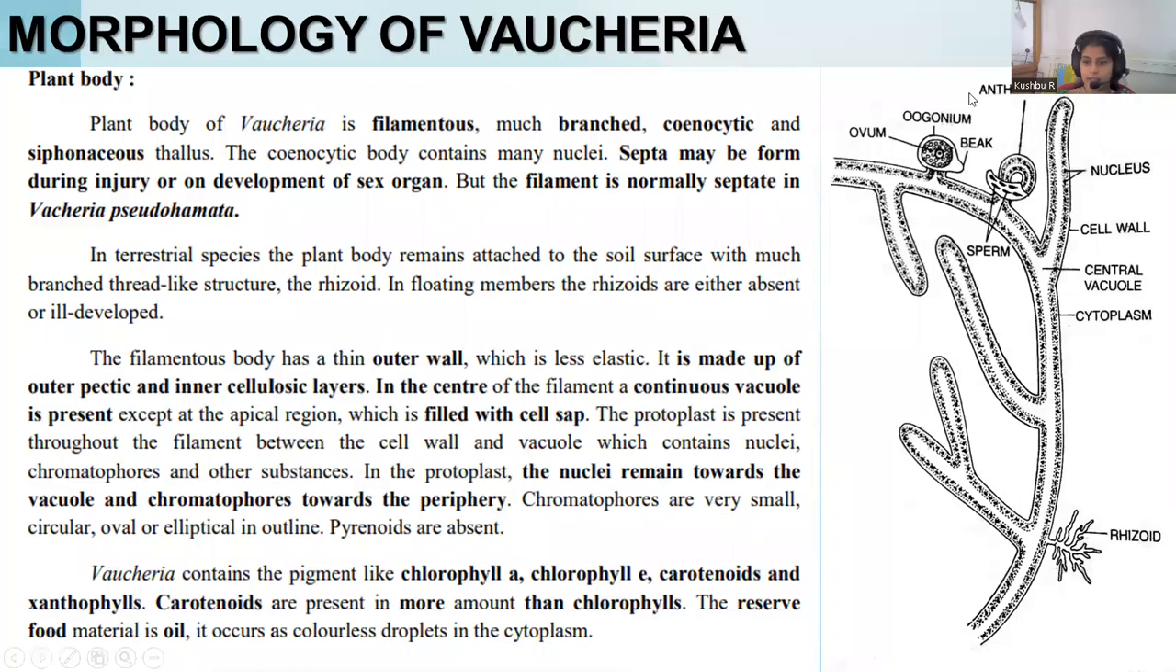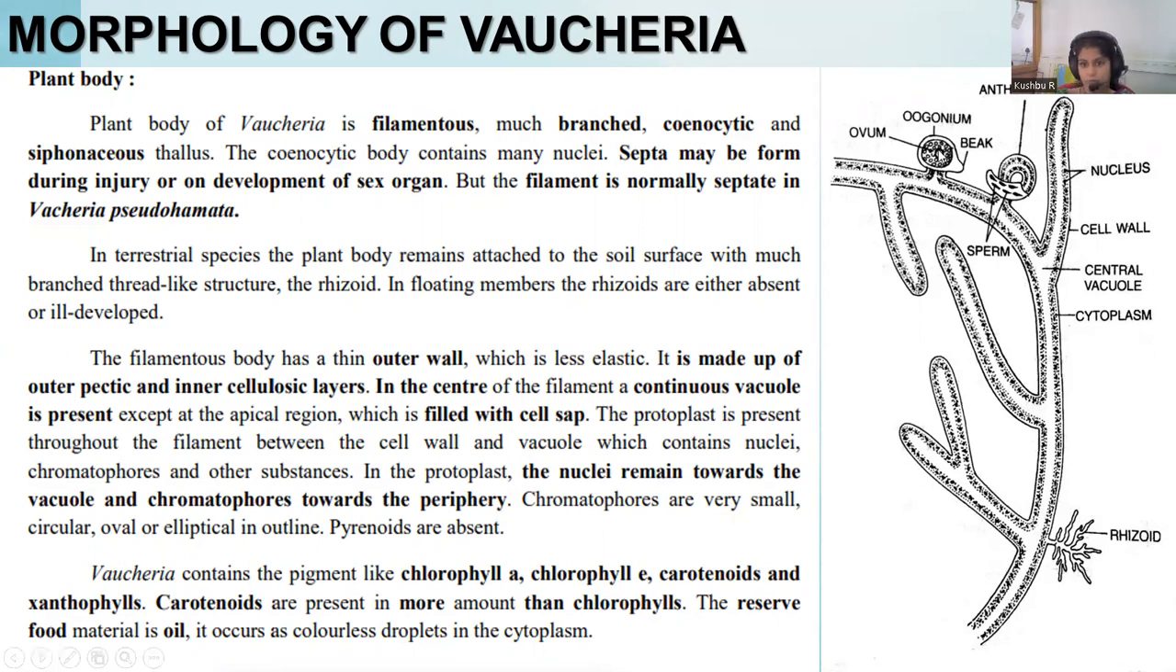This is how exactly Vaucheria looks: branched, long, elongated, with no septum formation. Here it is coenocytic condition, as in the nuclei can move all over the thalli freely, as there is no restriction from septum. That is why it is called siphonous in nature, which means the thalli is not divided into different compartments by septum formation.